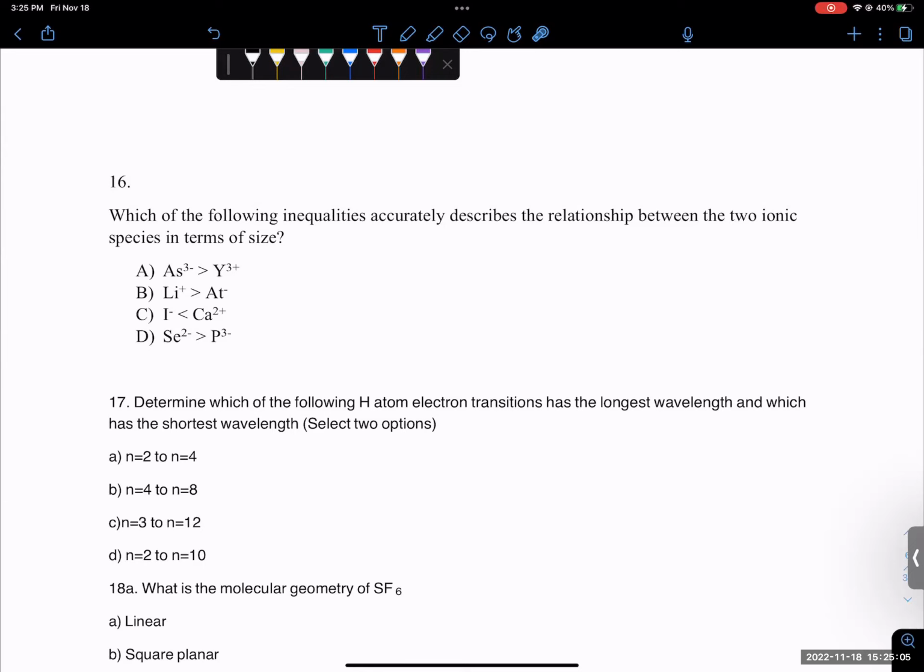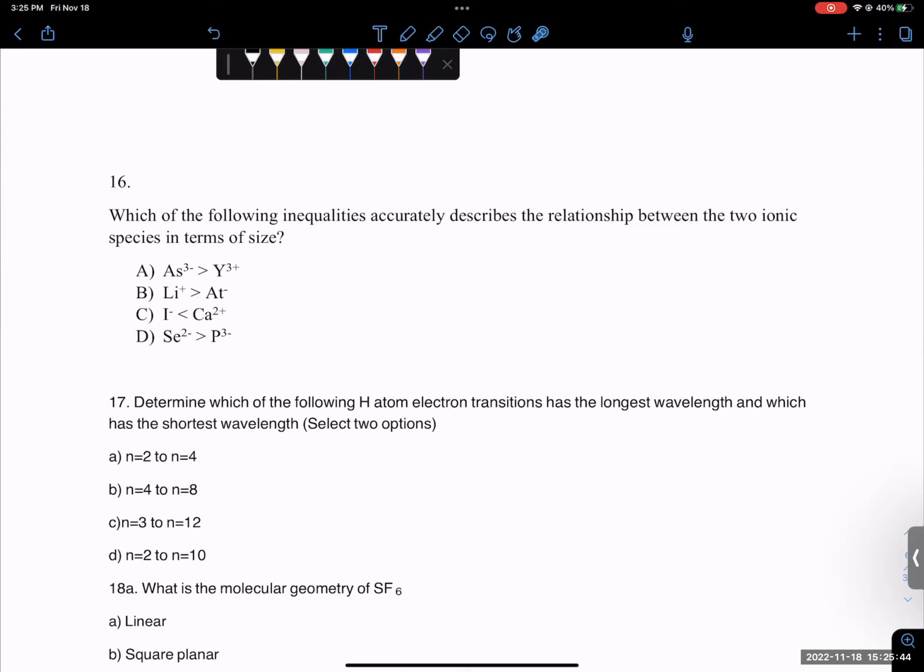It's just a trend. Okay, let's start from the bottom. Is Se2- bigger than P3-? Or is P3- bigger than Se2-? P3- is bigger. So you're saying why? Because it has a larger negative charge. But are they in the same... No. They're not the same noble gas electrons. Se2- is bigger because it's further down. Yeah, it has more electron shells. That's the word. Exactly.